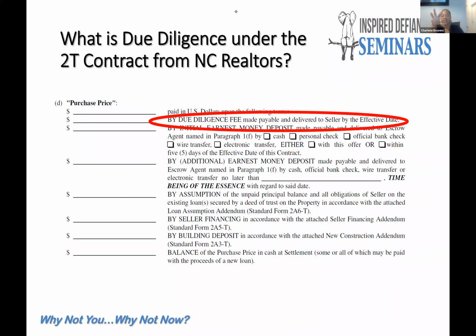So what if the seller is under contract, the buyer is under due diligence, they pay the due diligence fee, then the seller says, I don't want to sell the home?